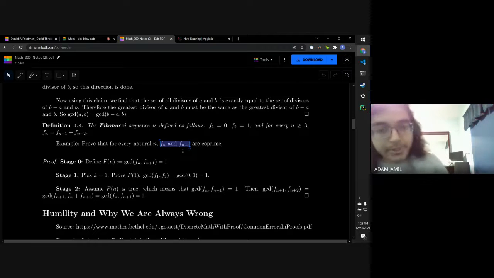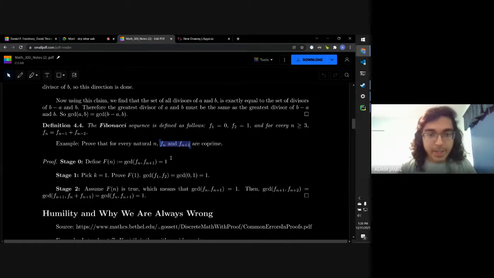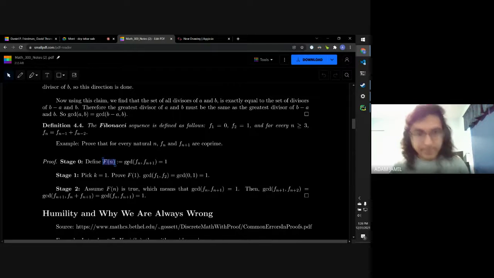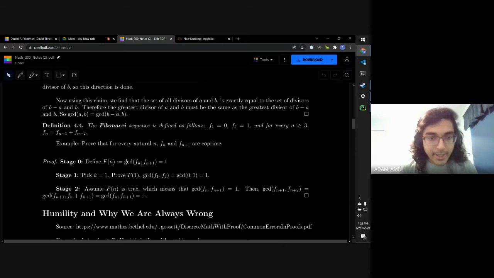Okay. So we want to prove that every two consecutive Fibonacci numbers are coprime. They share no divisors, or equivalently, their GCD is 1. So let's start by induction. Our Boolean function takes in integer n, and it's true when the nth number is coprime with the n plus 1 number.